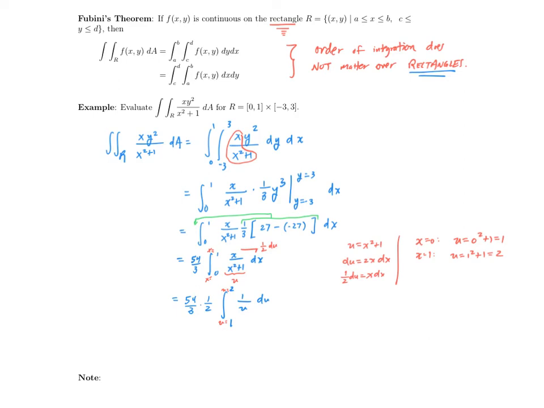So we have 54 divided by 6, which is 9. Then we have the natural log of the absolute value of u from 1 to 2, which gives us 9 natural log absolute value 2 minus 9 natural log absolute value 1. You could certainly lose those absolute values. The natural log of 1 is a common value, which is 0, and we end up with 9 times the natural log of 2.